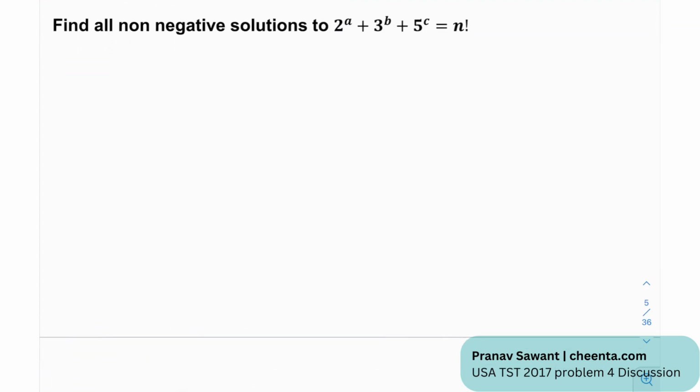So we need to find all non-negative solutions to this equation, 2 raised to the power a plus 3 raised to the power b plus 5 raised to the power c equals n factorial. Now again, whenever you have certain types of questions like these, either it will have a family of infinite solutions or just a small number of solutions.